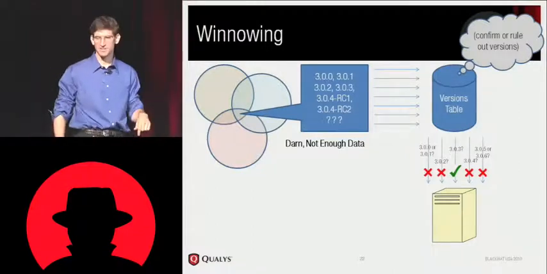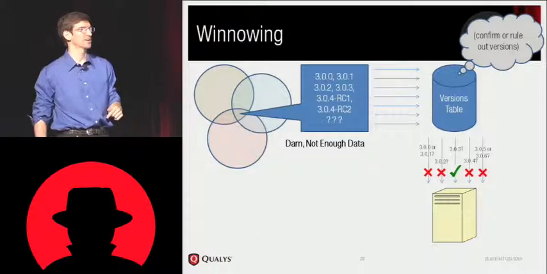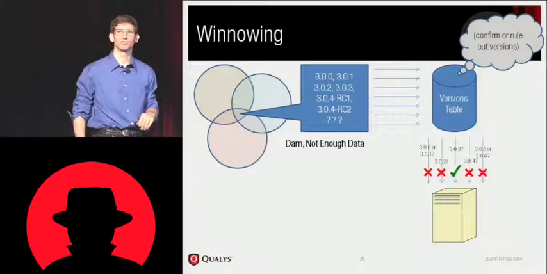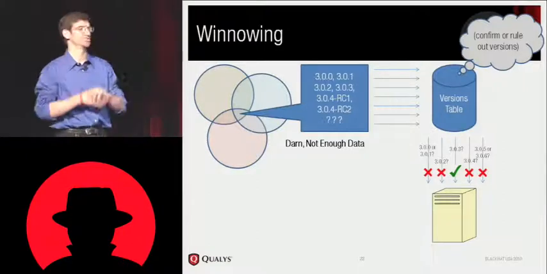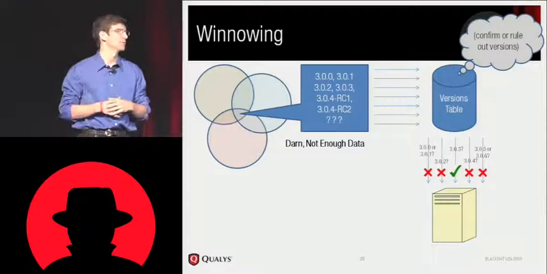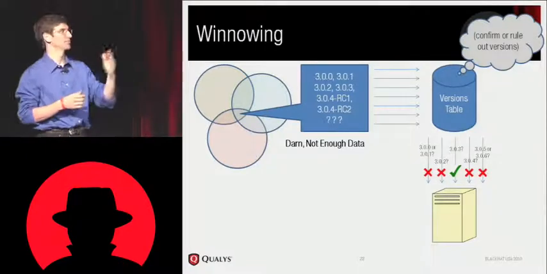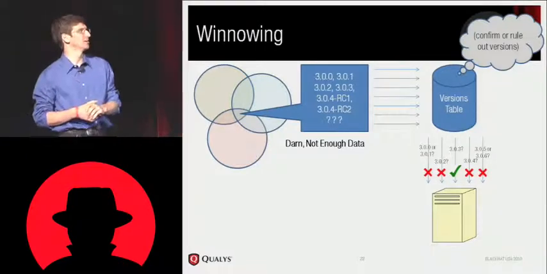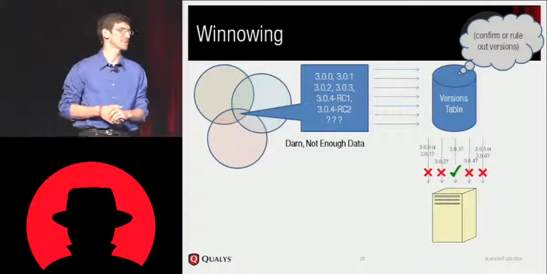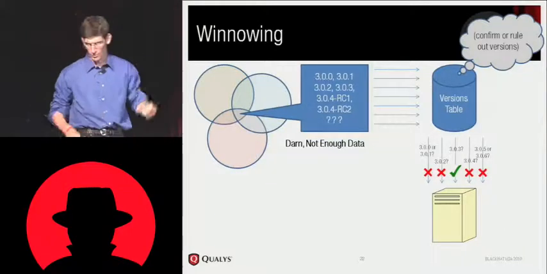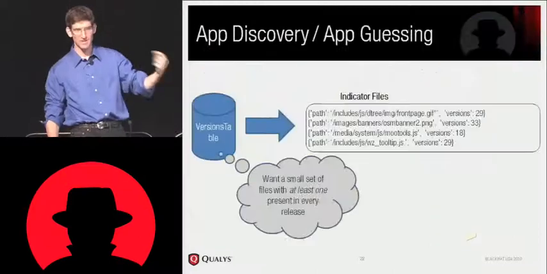Winnowing is turned off by default, but if you turn it on, it tends to reduce your version set by about half, which is pretty nice since the results are reasonably small to begin with. So if you need more accurate data and you're willing to make a few more requests, winnowing is a way to do that, all using the same data that we collected up front.